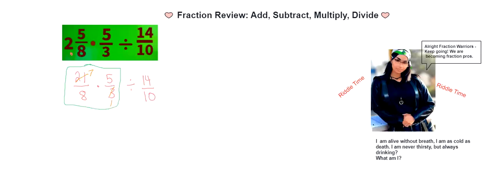7 times 5 is 35. 8 times 1 is 8. Then we still have to divide 14 over 10. So take a look at that for a minute. Do we have any questions there? I'm going left to right. I multiplied first. Now I'm going to divide. But remember, we don't divide the fractions. We change them to multiplication. So as soon as I change that sign there, I've got to flip the next fraction.